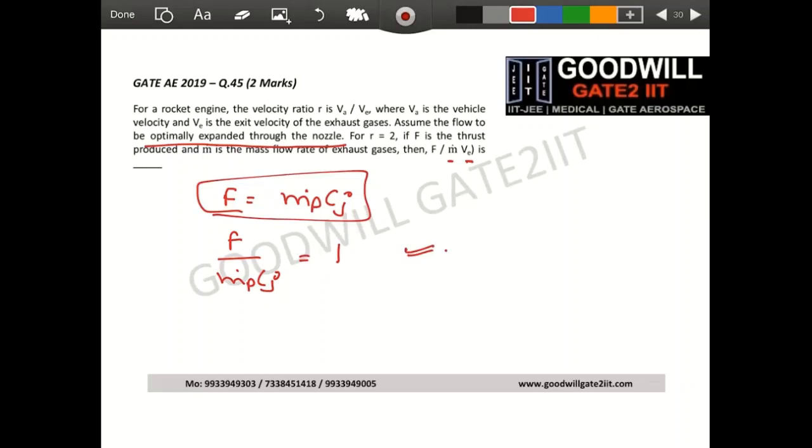Mohit, those who have given me 1 by 2, why do you have to use all the data which is provided to you? Makes sense? 2019 is a gift. If you read it properly and you give 0.5, you are nowhere in the GATE exam. This is actually a gift numerical. It's not a numerical, it's just to check. They have given you this just to confuse you. It doesn't make sense in this numerical.